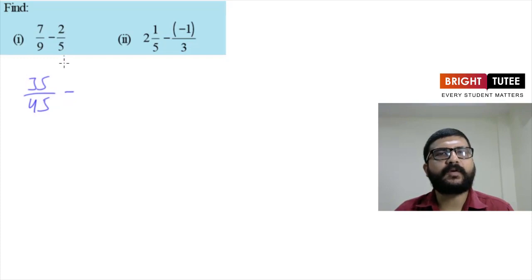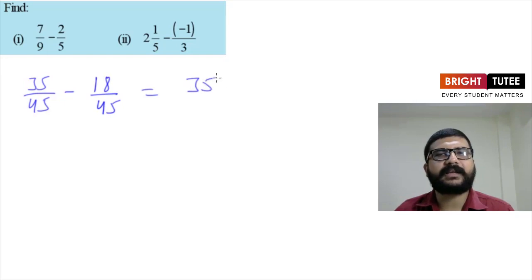Now minus 2 upon 5, we have to make denominator as 45. So let's multiply this with 9 upon 9. So we will get 18 upon 45. So now we are having 35 minus 18 upon 45.